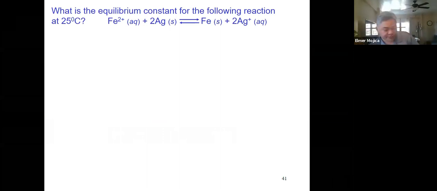So what is the equilibrium constant for the following reaction? Now, this is the thing. What did I tell you? You are given a reaction here. If you're going to look at this, you have to determine which is the anode and which is the cathode, or which one is oxidized and which one is reduced.